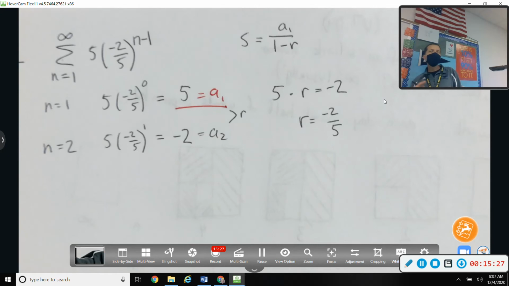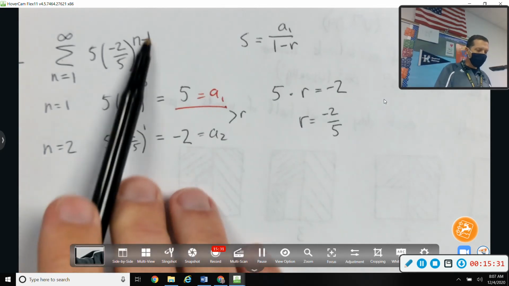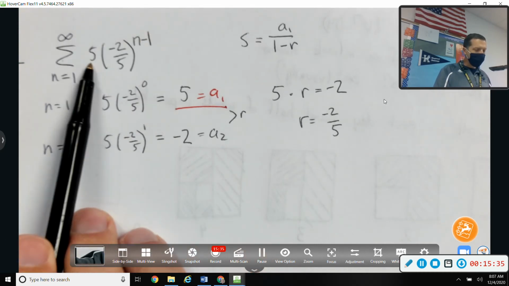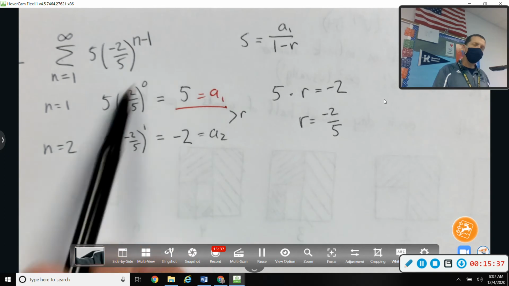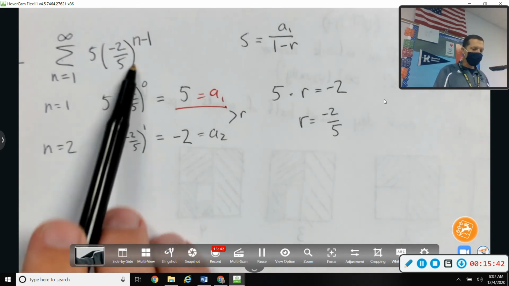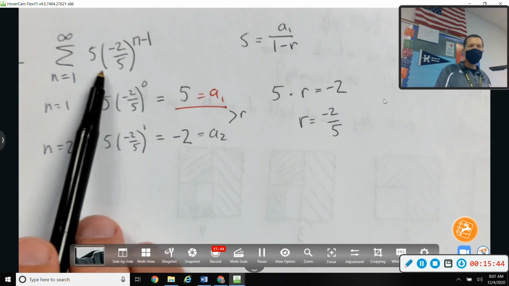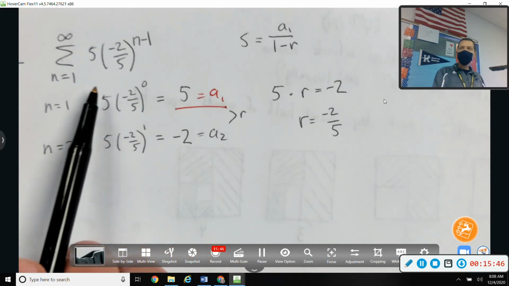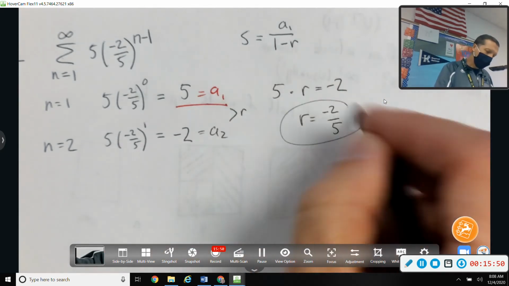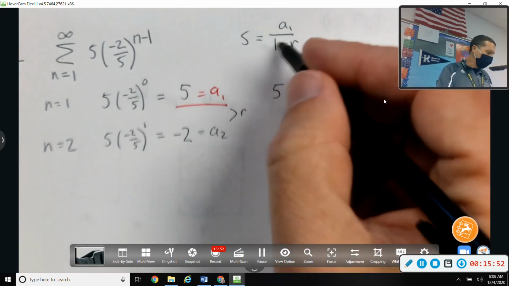Now, if you've done a bunch of these, maybe not even a bunch, but if you've done some of these, you might recognize this equation and say, well, wait a minute, that's a1 and that's r, and not have to do this. But that takes a little bit of work and a little bit of practice and a little bit of experience. So if you're not sure, write out the first several terms, figure out what a1 is, figure out what r is, and then we'll use the formula.